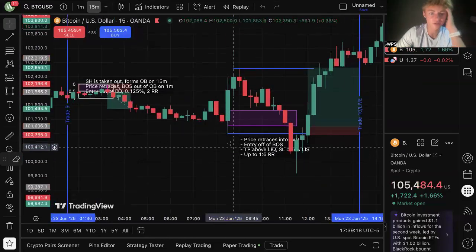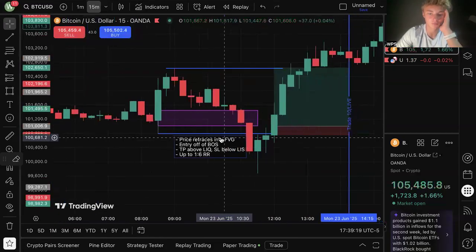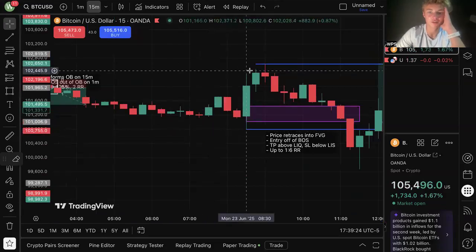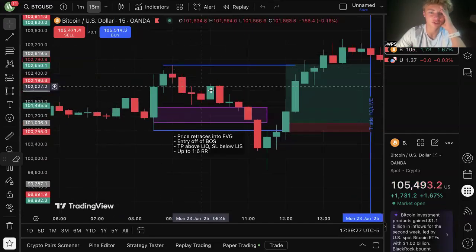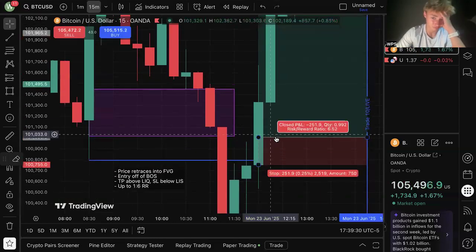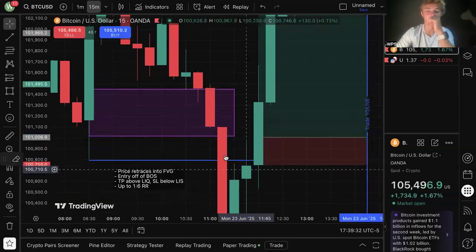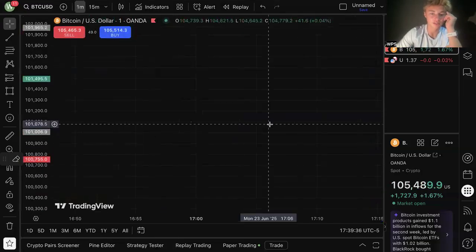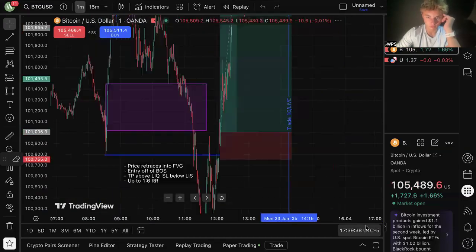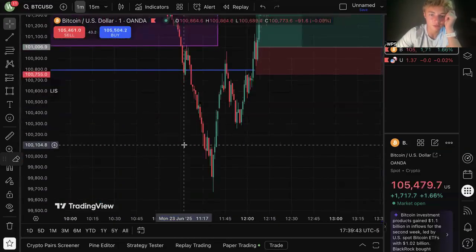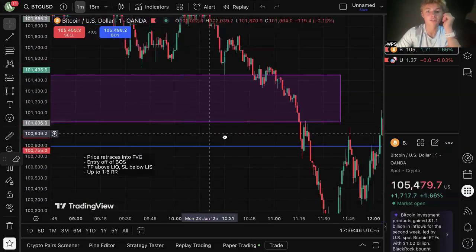So what I do see here is that price seemed to have made this fair value gap, and interestingly, price pushed past it. I'm not entirely sure what I was thinking, but I'll have to go on the 1 minute and see if this trade I took or didn't take, but this trade makes more sense.